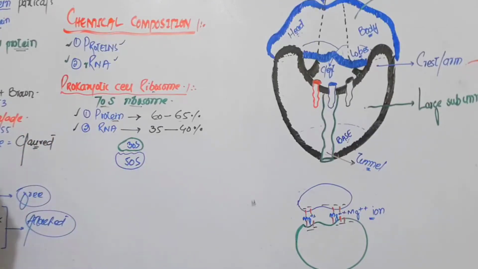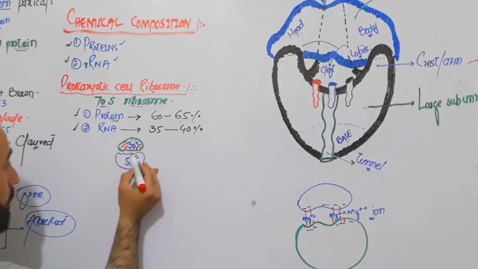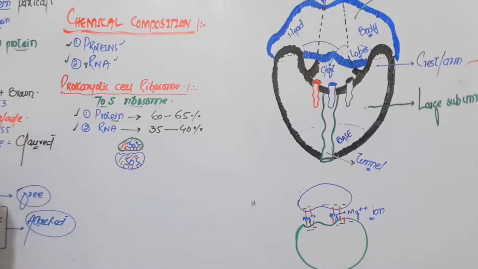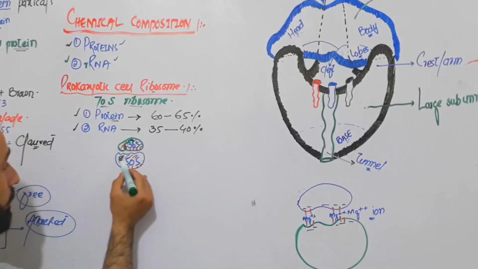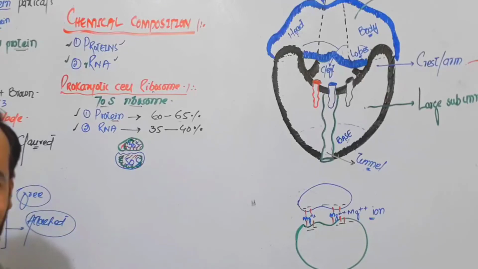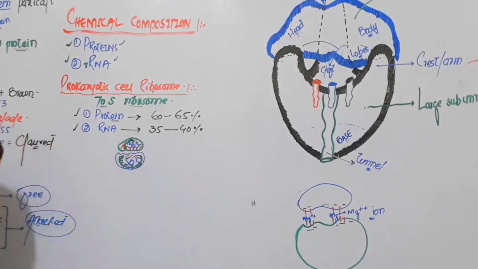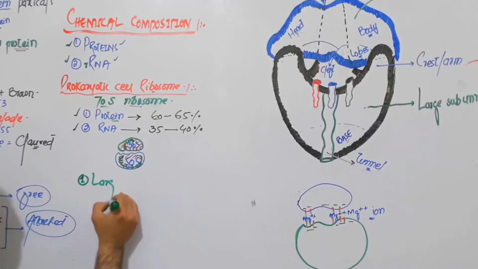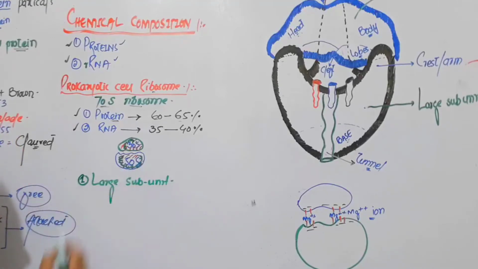And you should know that this 30S must also contain protein, and this 50S should also contain protein, right? And this 30S must also contain RNA and this 50S must also contain RNA, right? So we have divided these here. Now let's know about the RNA of the 30S and the 50S subunits. Let's go into it. So first we should discuss the large subunit, right, which is this 50S.